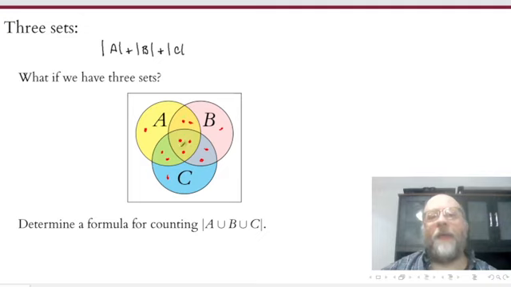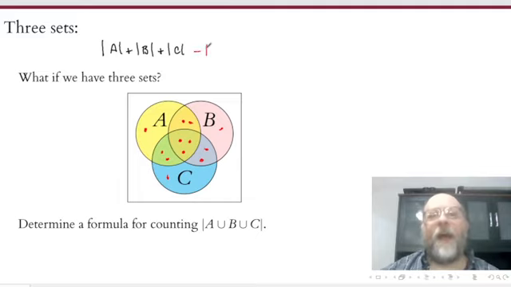But we've counted the intersections multiple times. So what we're going to do now is subtract those intersections. So we're going to subtract A intersect B, and subtract A intersect C, and subtract B intersect C.